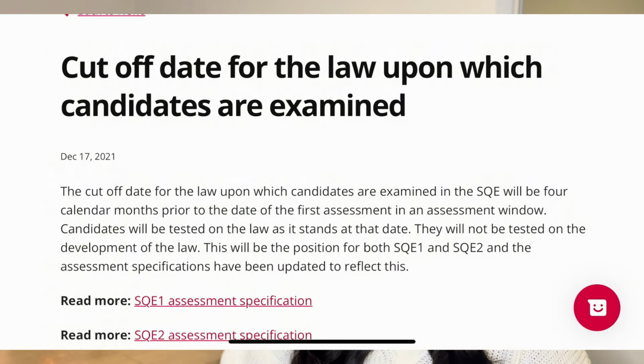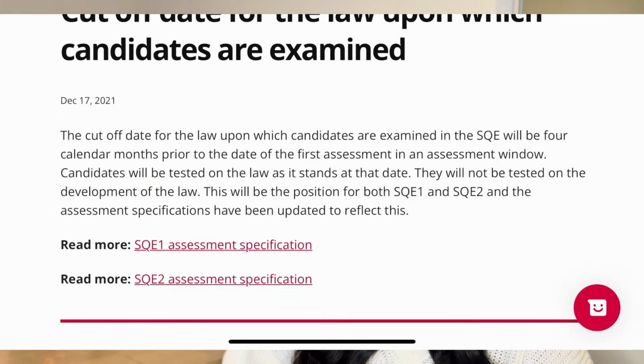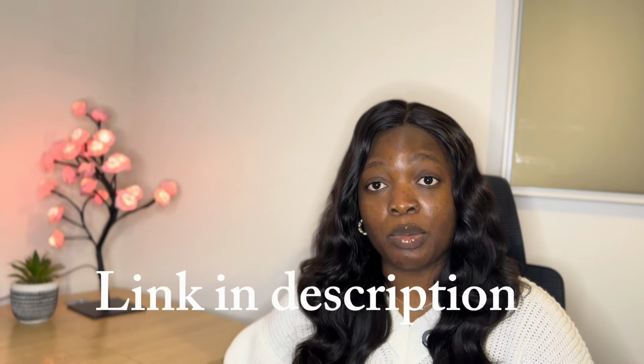For every exam that you write, there's an examinable cut-off law period. This is the period up to which you must know the law as it stands. So for instance, if you're taking the SQE 2 in January, the examinable cut-off law date could be in September. So you have to know all the updates and changes in the law up to the month of September. The SQE 2 examinable cut-off law is typically written on the SRA website. Please have a look at the SRA website or the link in the description to learn more about that.